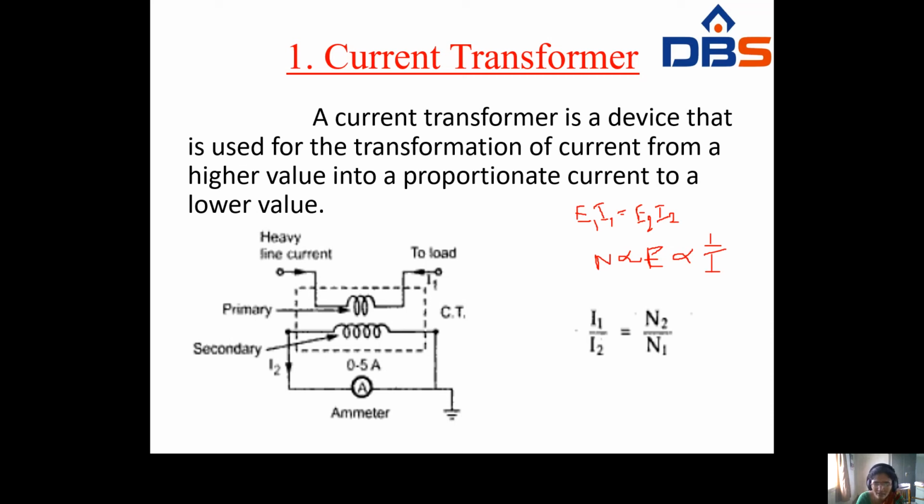And here, the number of turns is proportional to the voltage and inversely proportional to the current, so I1 by I2 equals N2 by N1. Current is inversely proportional to the number of turns. The primary winding has N1 turns and the secondary winding has N2 turns. So the current flowing through the primary winding with N1 turns is inversely proportional to I1, and through the secondary winding it is inversely proportional to I2.